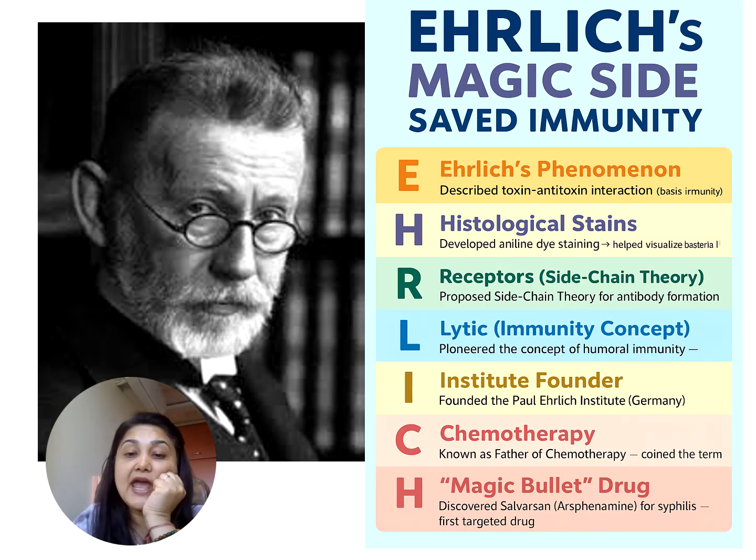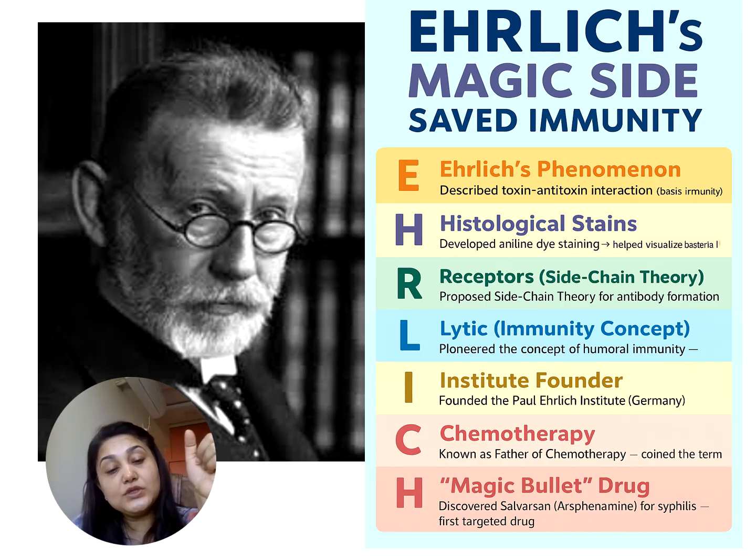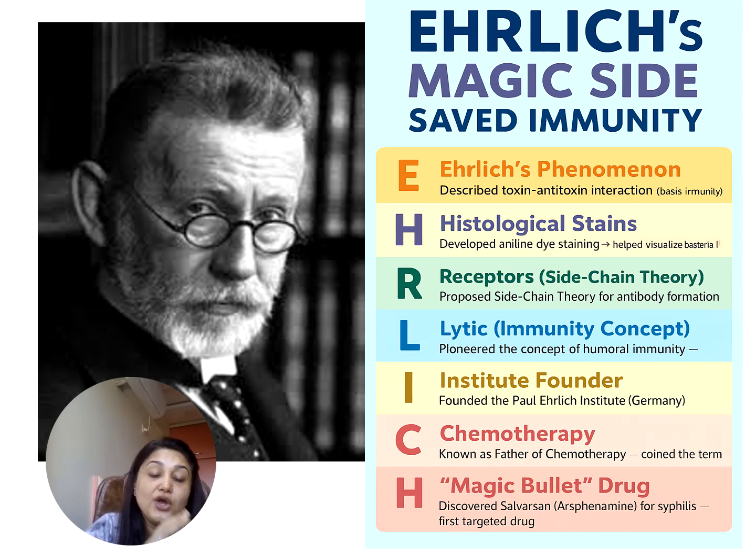So first of all is Ehrlich phenomenon. He used toxin and antitoxin interaction and proposed the basis of immunity. He introduced various histological stains, E and H, as already discussed. Now R, R is receptor, that is side chain theory. He proposed the side chain theory for the formation of antibody. Then he proposed the lytic, that is, immunity concept, and he is considered the pioneer of the concept of humoral immunity.